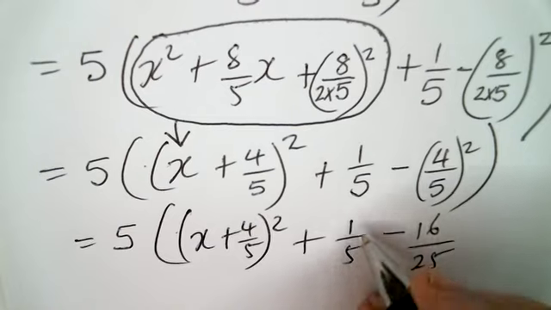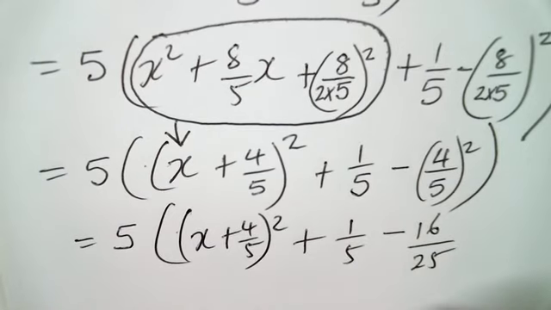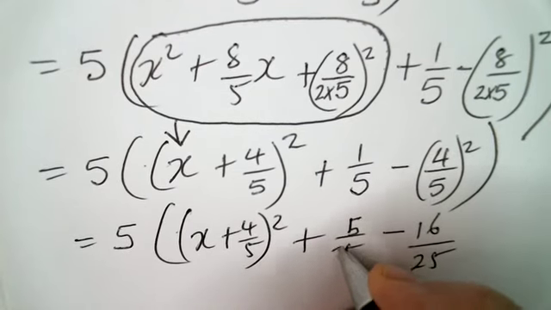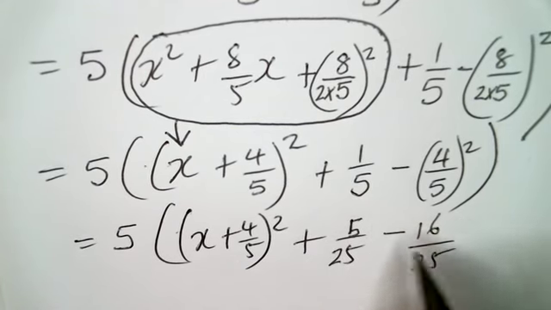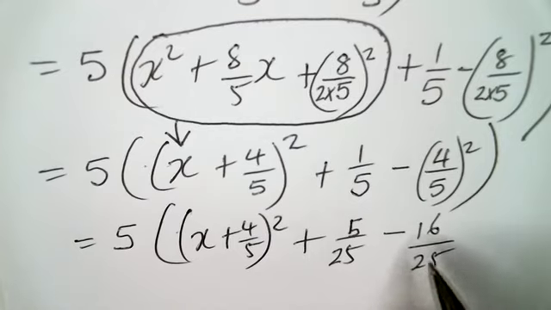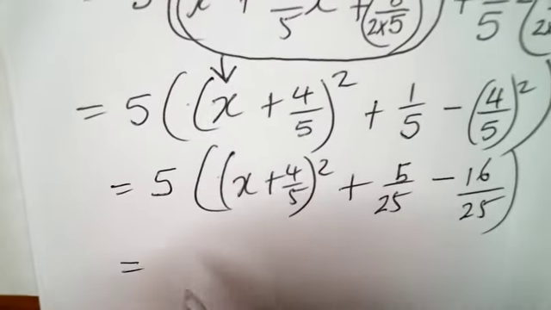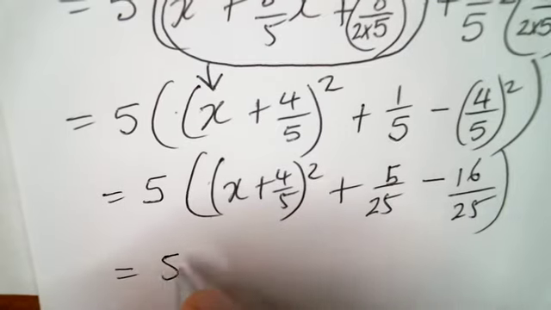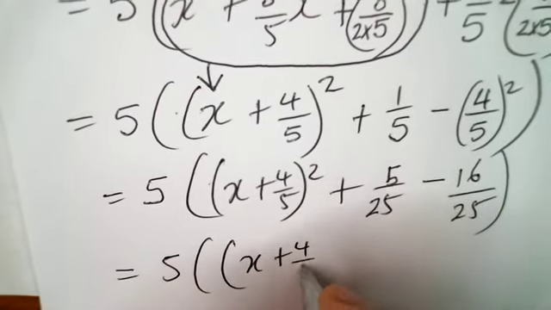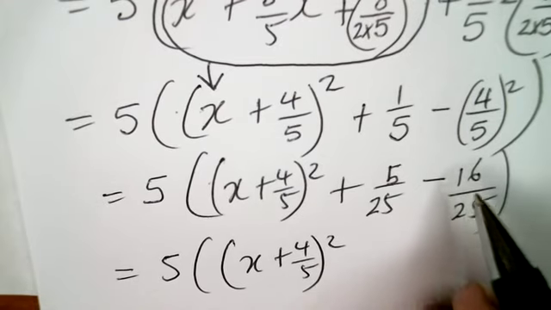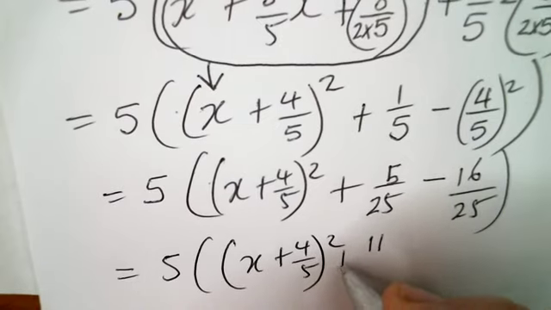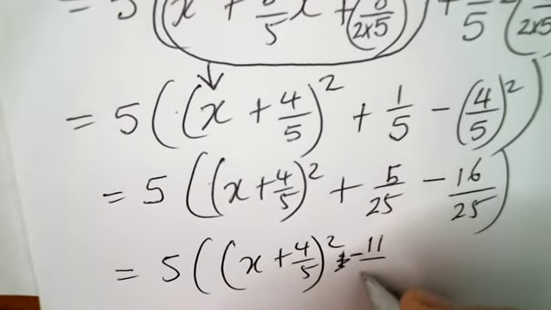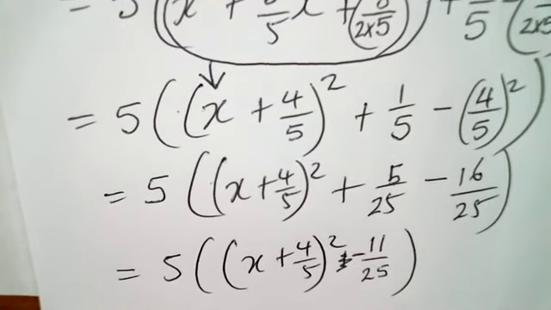16/25. Well, I can make this into 25ths, probably best to do it that way, I imagine. So let's make this 5/25, because I can have 5, and I've got 16/25, and I can add them together pretty easily. So let's just go ahead and do that. So that's going to be 5 times x plus 4/5 all squared. Now I've got 5 minus 16/25, which is going to be 11 plus, minus, gosh, what am I doing? Minus 11/25. There it is.